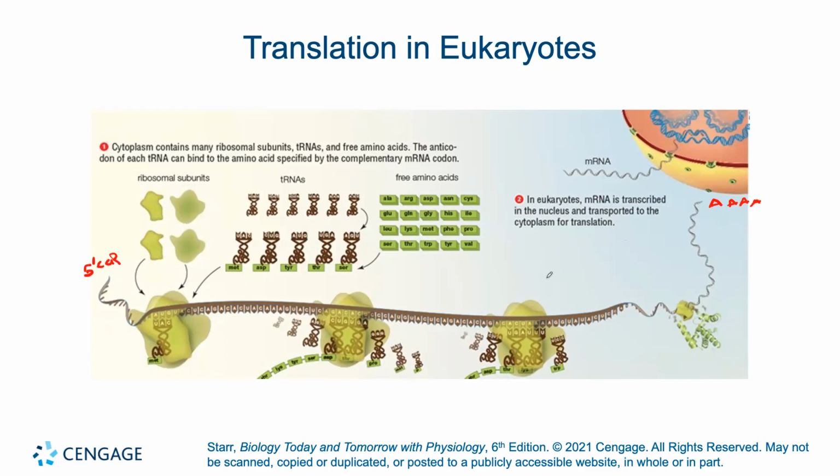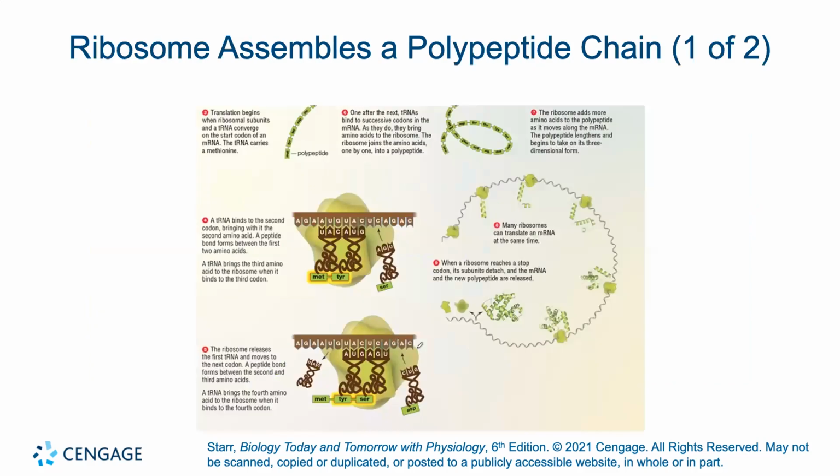The transfer RNAs carry their appropriate amino acids. And as we walk from codon to codon down the reading frame, we incorporate that into the protein as it gets assembled. You can see here, right? Translation begins when the ribosomal subunits and the transfer RNA converge onto the start codon of a messenger RNA, which carries a methionine. All right, that is the signal to begin.